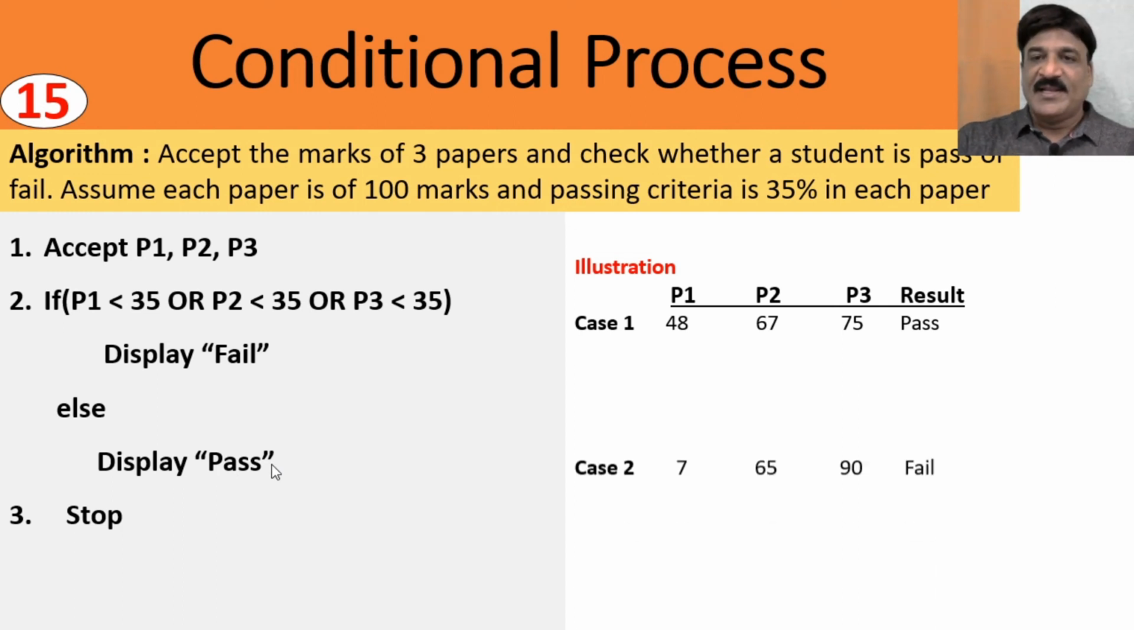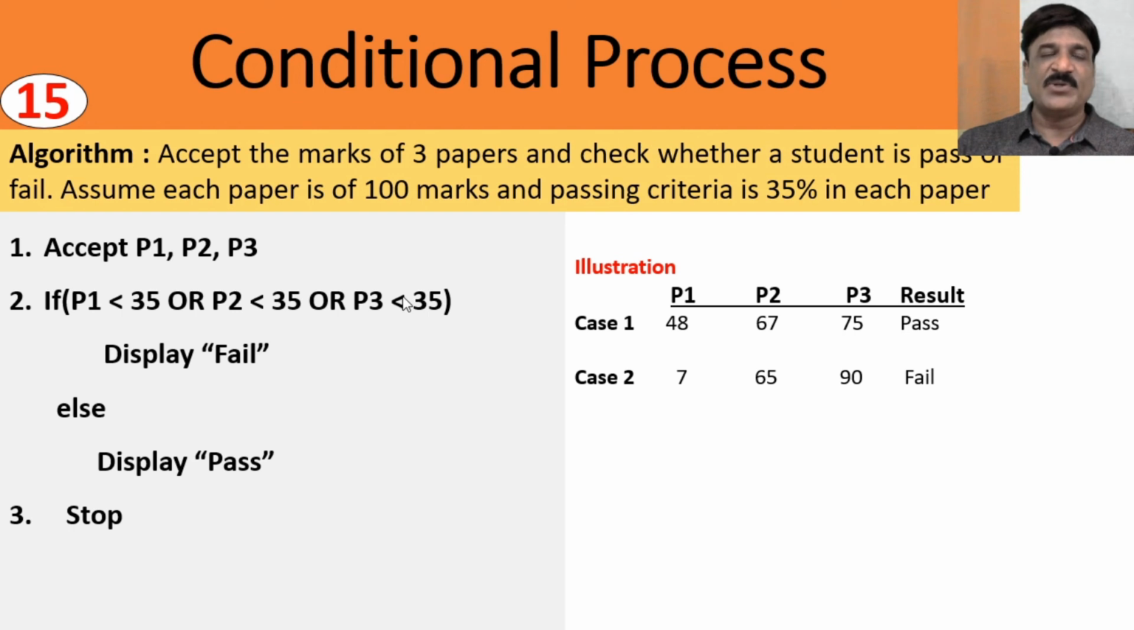Okay. Now 7 is less than 35. Yes, condition is true. First condition is true. So there is no necessity to check whether these two conditions are true or not, because OR says that if any one of the condition is true, then overall result will be what? True, and hence display the result what? Fail. Similarly, 77 is less than 35? No. What about this? 10 is less than 35? Yes. It means again one condition is true. So no necessity to check the third condition. Overall result will be what? True, and hence display the result. That is what? Fail.